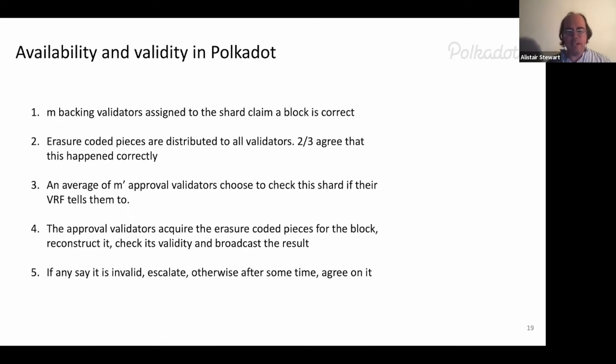And then we choose validators at random, or they choose themselves, but at random, in order to check the shard. They can get it from the erasure-coded pieces, from the original validators, from however, but they can certainly get it. They'll check its validity and broadcast it, and if any of them complain, we escalate it to everyone. But if all the validators who said they were going to check it say it's good, then we believe it's correct. And after some time, we'll finalize and all agree that this has happened forever.